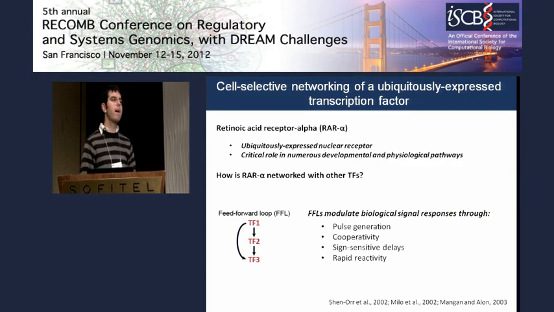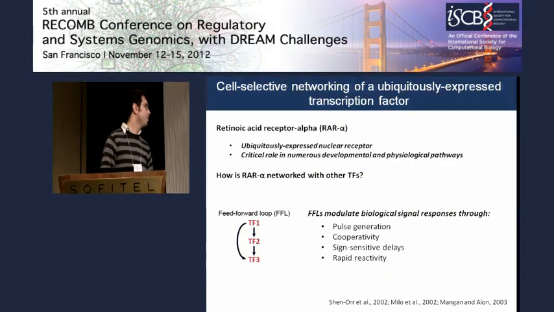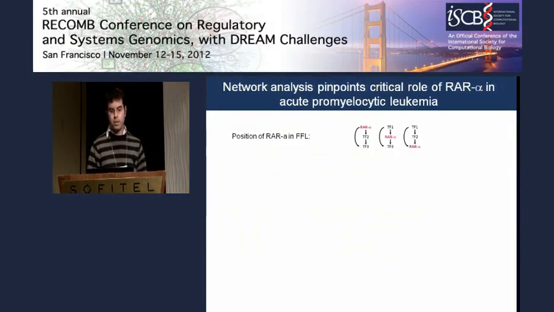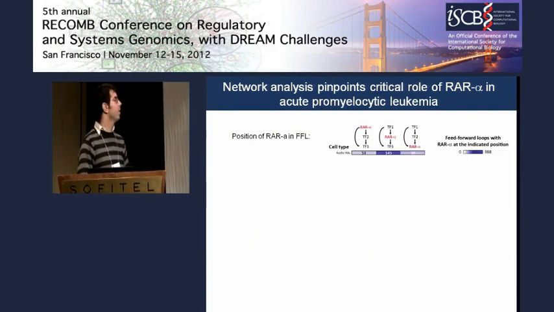To quantify that, we specifically focus on feed-forward loops, which are a network motif very common throughout biology, in which information is propagated forward from a driver position down into passenger nodes. What I'm going to be displaying here is, within a given cell type, which I'll put this first one up here, how many times do you find retinoic acid receptor alpha in the first position, the second position of the feed-forward loop, or the third position?